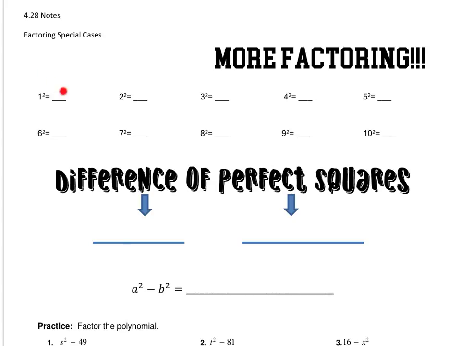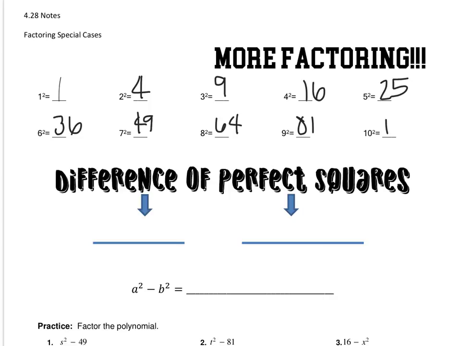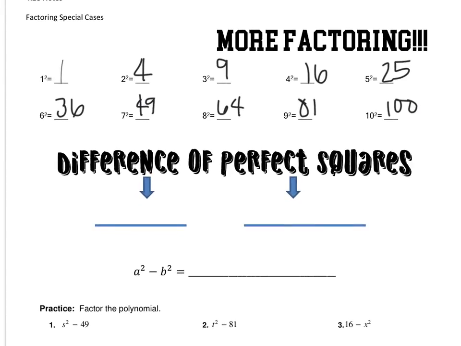So 1 squared would mean 1 times 1, which is 1. 2 squared would be 2 times 2, which is 4. 3 squared is 3 times 3, and that's 9. 4 squared is 16. 5 squared is 25. 6 squared is 36. 7 squared is 49. 8 squared is 64. 9 squared is 81, and 10 squared is 100. And these are going to come in very handy later.